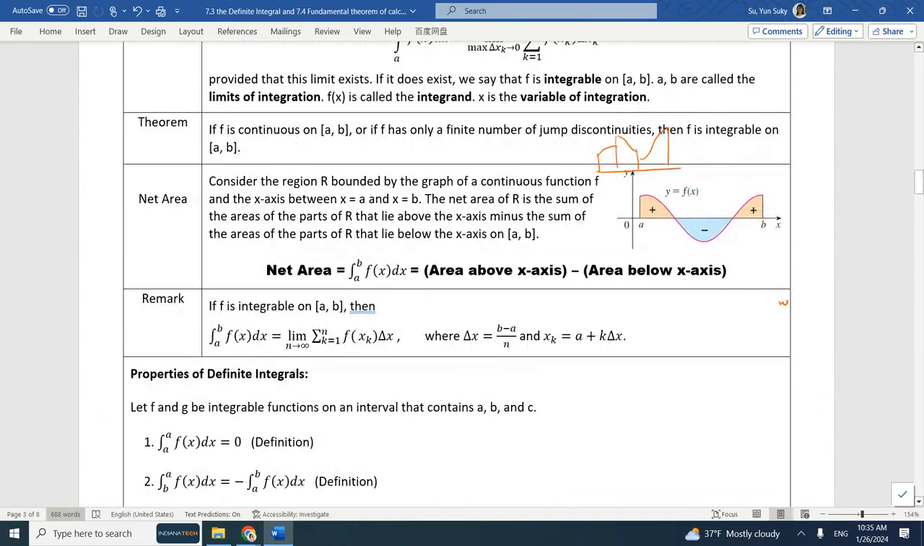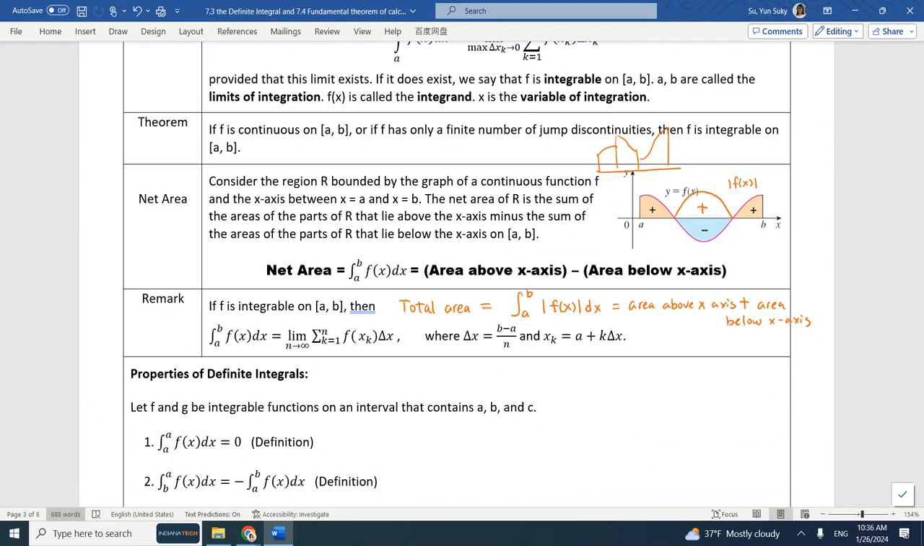So how about the total area? Okay, the total area. I also want to write it down here. Total area equals the integral from a to b, now put absolute value around the function f. Whenever the function is negative, you kind of flip it over to make it positive. So this is the absolute value of f of x. It's always greater or equal to 0. Therefore, you get the total area, which is the area above the x-axis plus the area below the x-axis.